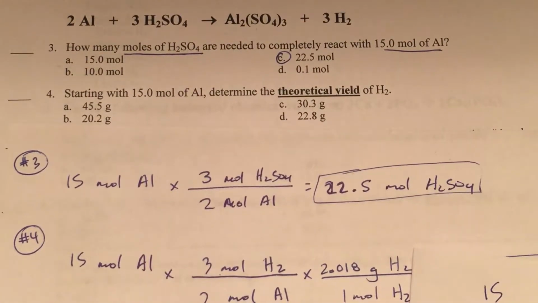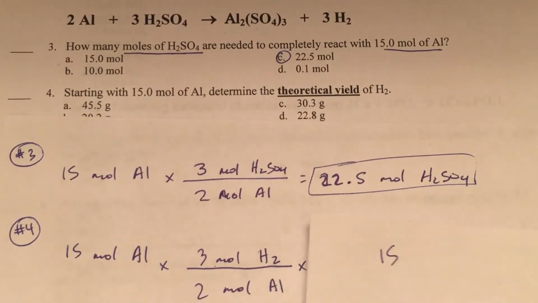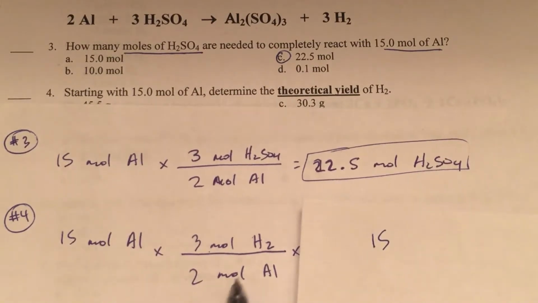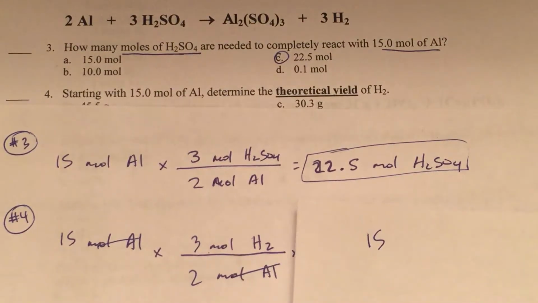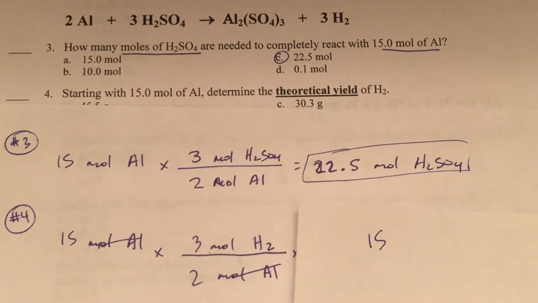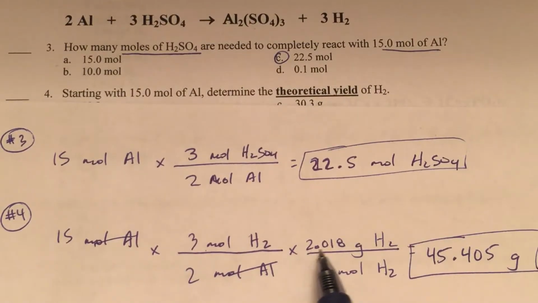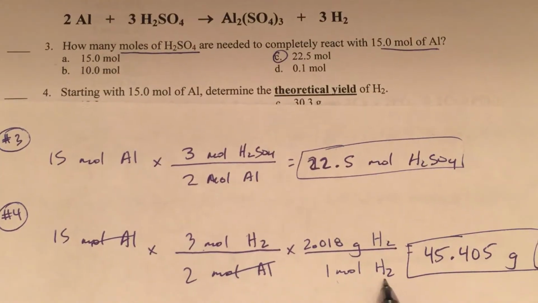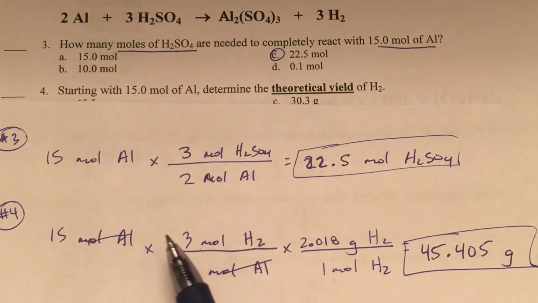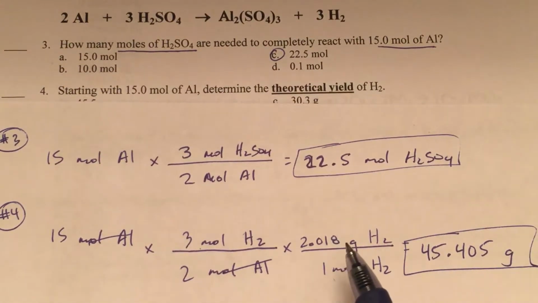Okay, if we just took that same ratio, okay, same ratio that is in moles now. So if I cancel my units, moles of Al, it leaves me with moles of H2. Well, in order to convert moles to grams, I'm going to have to find the molar mass of H2. Okay, and so the molar mass of H2 is 2.018 grams, and I know that that is equal to 1 mole of H2.